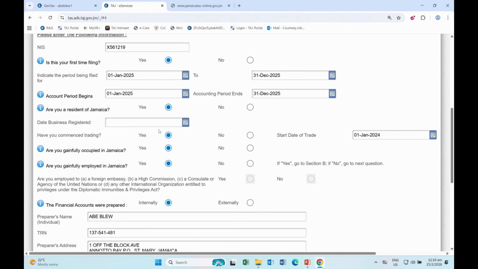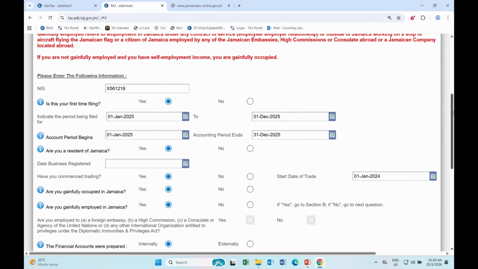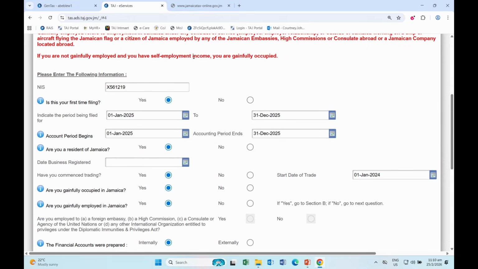Blue had commenced trading, so we'll select yes for that. Are you gainfully occupied? This is something that we have to be mindful of, because gainful occupation would suggest that you're self-employed, earning income as a self-employed person. If you are not, then you would not say that you're gainfully occupied. Right, so are you gainfully employed? In this case, yes, you would be, because there's also going to be employment income in this scenario. So we're selecting yes for that.